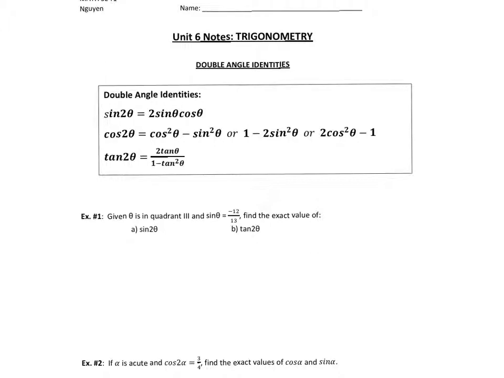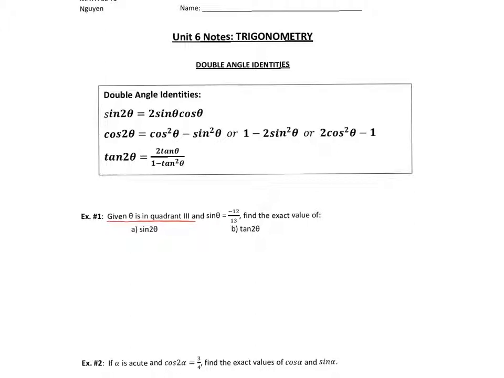do it. They say given that theta is in quadrant 3, which is really, really important, because if you're not told that your angle lies in quadrant 3, you don't know what signs your cosine and sine values take. Are they positive or are they negative? So this is a crucial piece of information that we're going to highlight right away. They give you a sine value. They say that sine theta is equal to negative 12 over 13. Find the exact value of sine 2 theta.